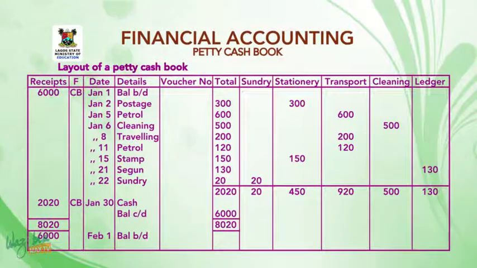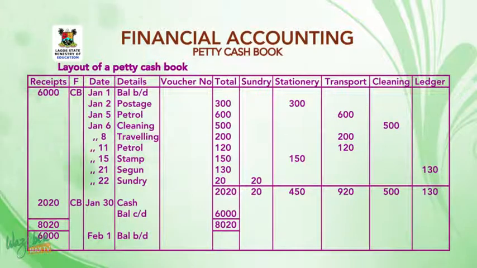January 2, we have postage of 300 naira under total and 300 naira under stationery. January 5, petrol, 600 naira under total and 600 naira under transport. January 6, cleaning, 500 naira total and under cleaning, 500 naira. January 8, traveling, 200 naira. January 11, petrol, 150 naira. January 15, stamp, 150 naira. January 21, Shegun, 130 naira, which is transferred to ledger column, 130 naira. January 22, sundry, 20 naira, and under the sundry column, 20 naira.